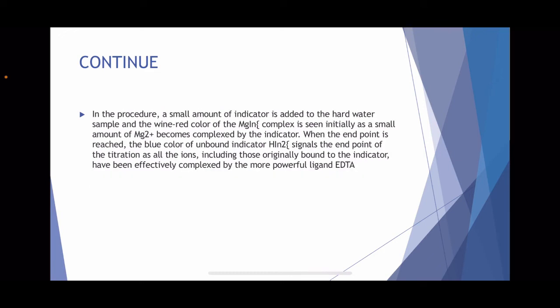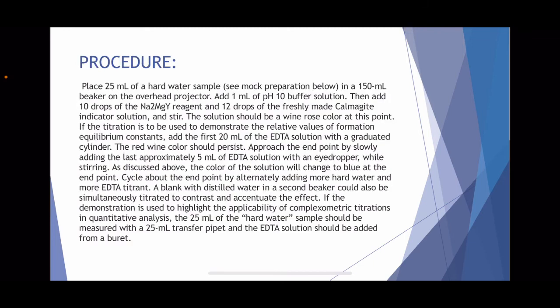In the procedure, a small amount of indicator is added to the hard water sample, and the wine red color of the magnesium indicator complex is seen initially as a small amount of magnesium becomes complexed by the indicator. When the endpoint is reached, the blue color of the unbound indicator signals the endpoint of the titration, as all the ions, including those originally bound to the indicator, have been effectively complexed by the more powerful ligand EDTA because it has a higher Kf value, which is the complex formation constant.